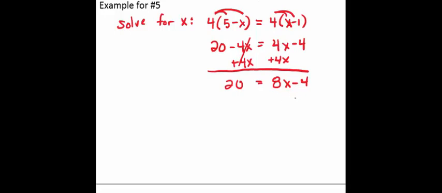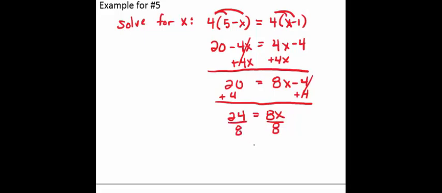Now, do I have something unattached from the variable? The answer is yes. It's negative 4, so let's use its inverse operation of addition. And we'll add 4 to both sides. The 4's will cancel out. We are left with 24 equals 8x. And is there something attached to the variable? Yes, it's 8. It's multiplied, so let's divide. We'll divide both sides by 8. X will be equal to 3. And there is our answer for example number 5. Please stay tuned for question number 5.